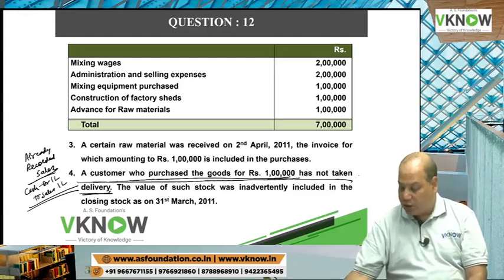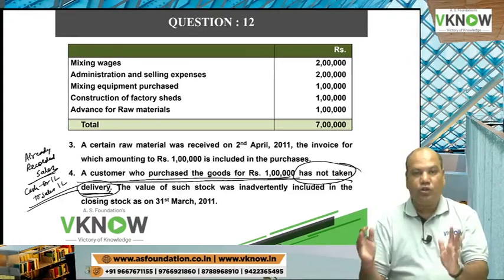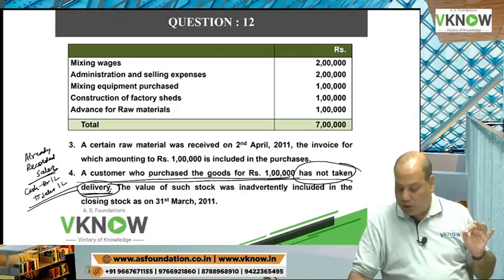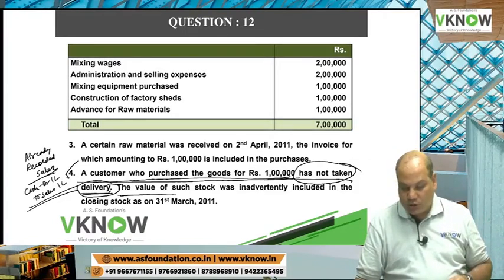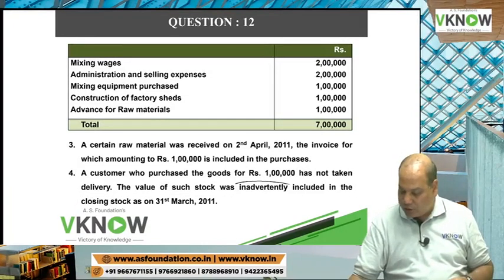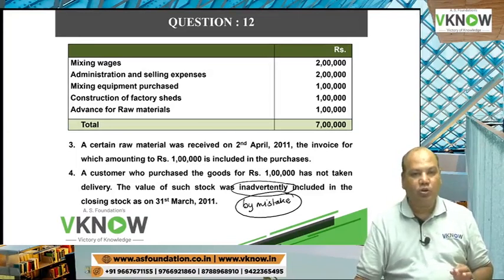But he has not taken the delivery. If he has not taken the delivery, then such stock should not be shown as our stock now. Because on one hand you are recording sales, and on the other hand you are showing the same item in the closing stock. So the question itself says the value of such stock was inadvertently included in the closing stock. Inadvertently means by mistake.